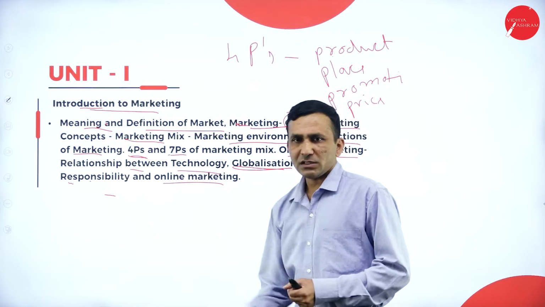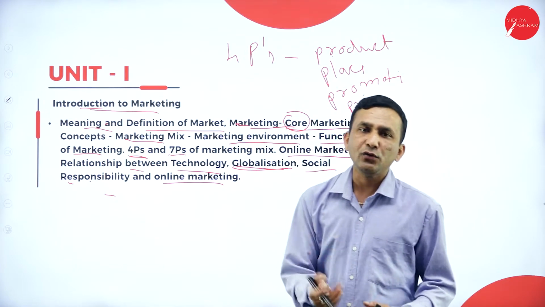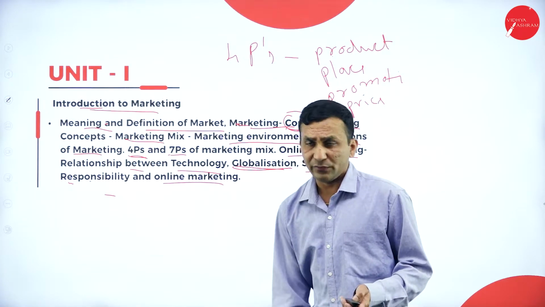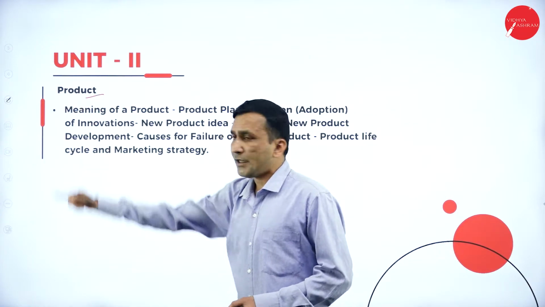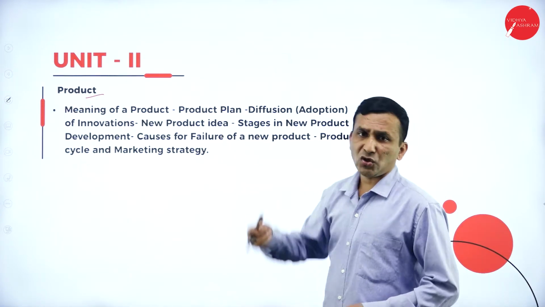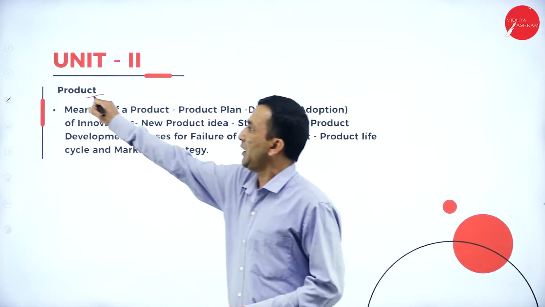Okay, and the customers are also getting a benefit from online marketing, and the business is also trying to increase sales moving forward. For the next unit, the second unit is related to product, because when we talk about the marketing mix, there are 4 P's. So the first P will be product.